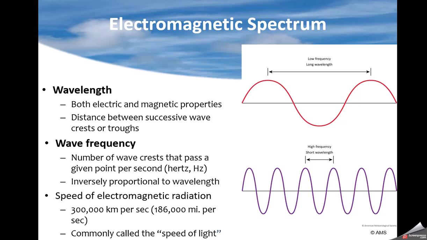Now, electromagnetic radiation is different than a water wave in the sense that it runs at the speed of light. So it doesn't matter whether the wavelength is extremely short or fairly long, it's still moving at the speed of light.